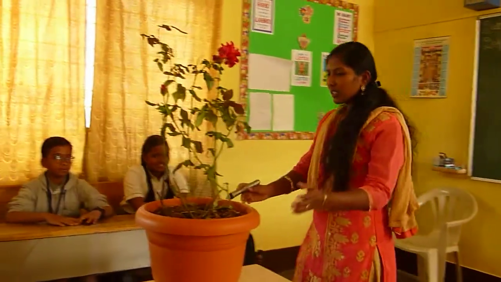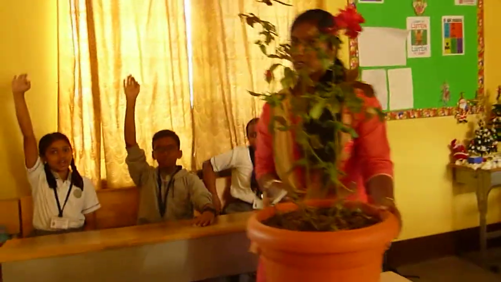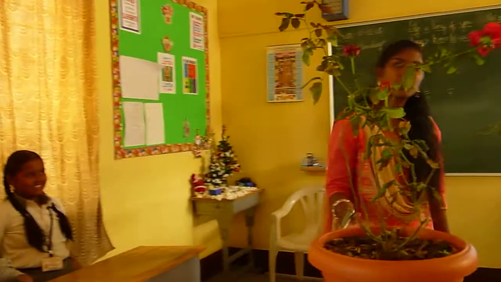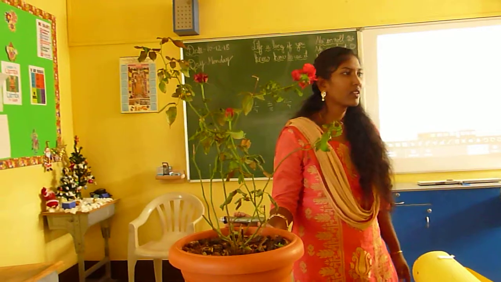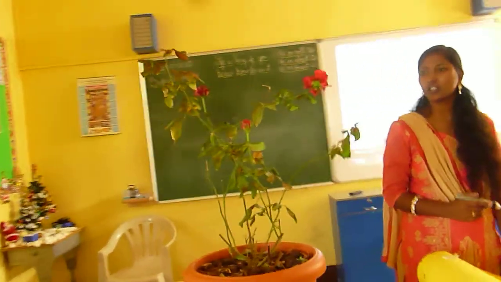Yes, children. Observe here and tell me what is this? Potted plant. Very good. It is a potted plant. Now tell me which is the colorful part of this plant? Flowers. Flower is the colorful part of this plant. Very good. Name the reproductive part of the plant.